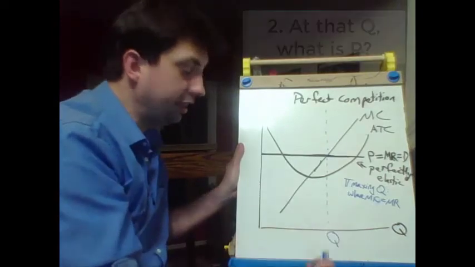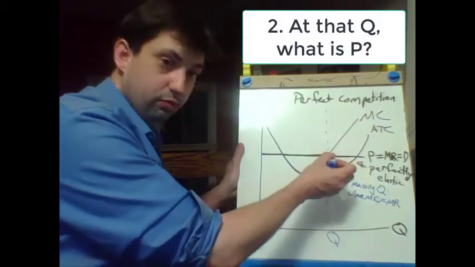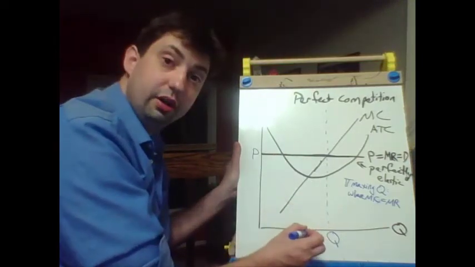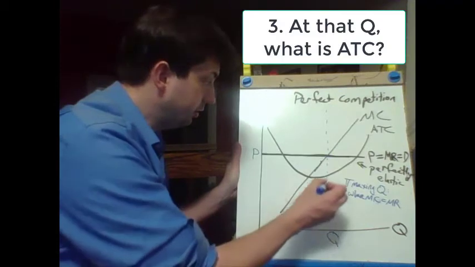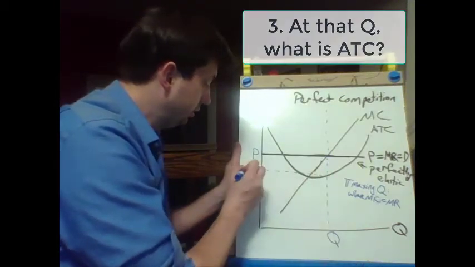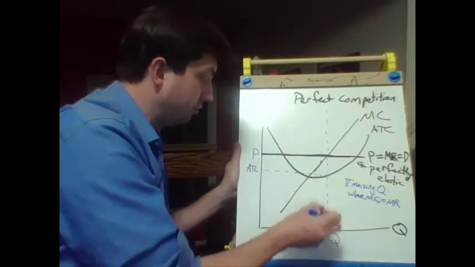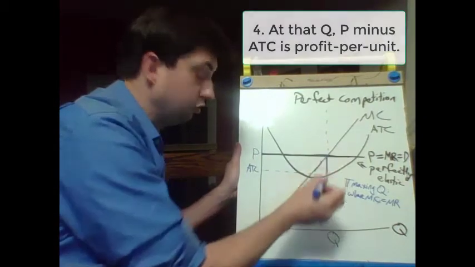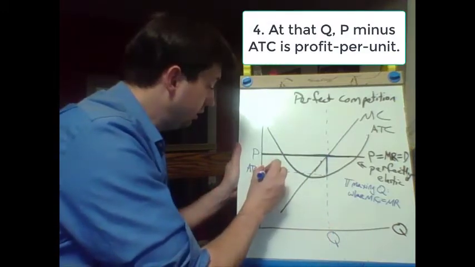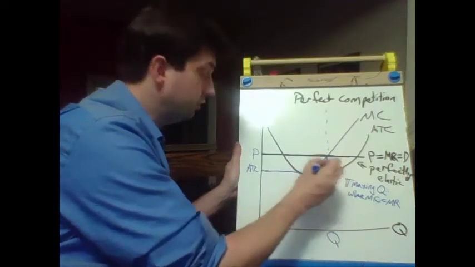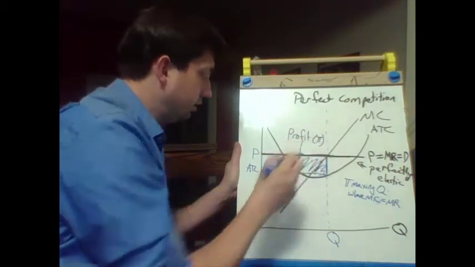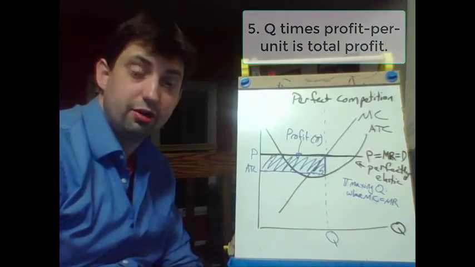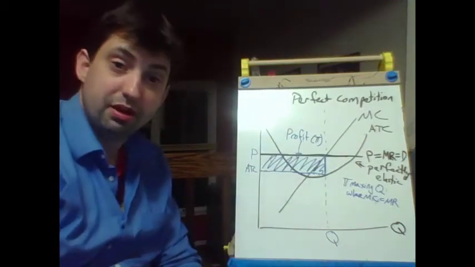Then we ask, at that quantity, what is the price we charge? Well, that's going to be fixed. At that quantity, what is our cost per unit? That's where we reference our average total cost. This distance is our profit per unit. This is the number of units, and that's our profit. And that's really all there is to it in this diagram as far as figuring out if the company is making money or not.